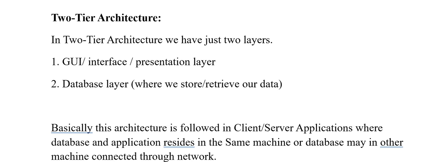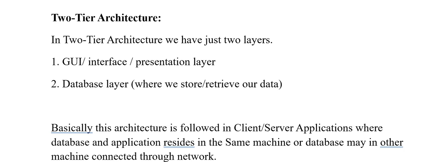Today we are going to discuss two-tier architecture and three-tier architecture. SAP earlier released two-tier architecture. In two-tier architecture we have two layers, one GUI layer and one database layer. The GUI is called an interface layer or presentation layer, and in the database layer we store the data. Basically, this architecture is called a client-server application.